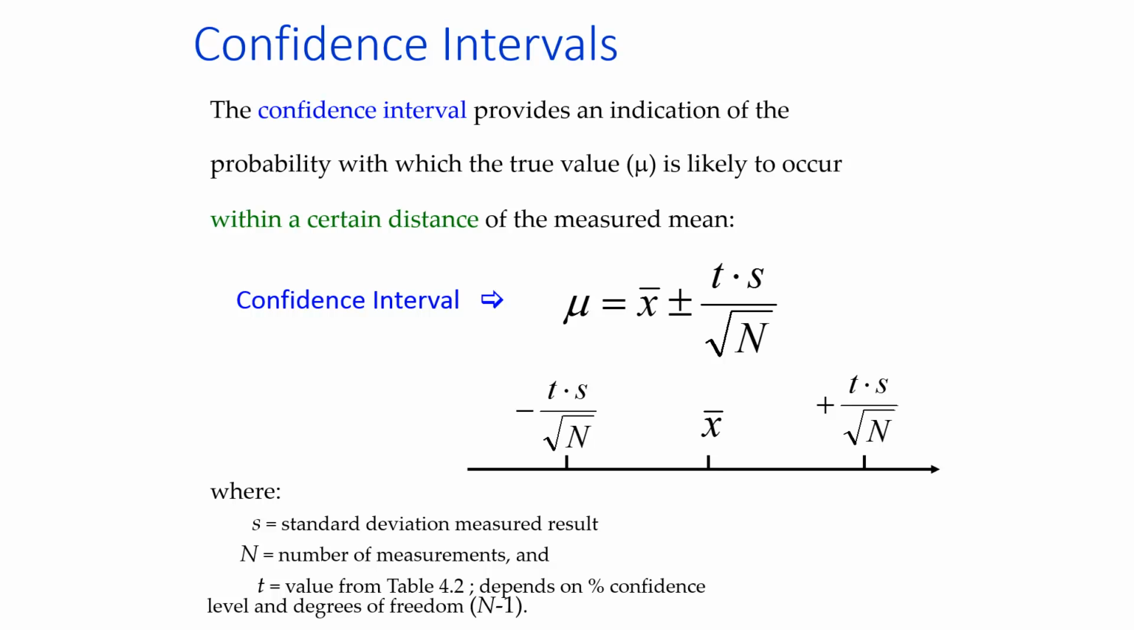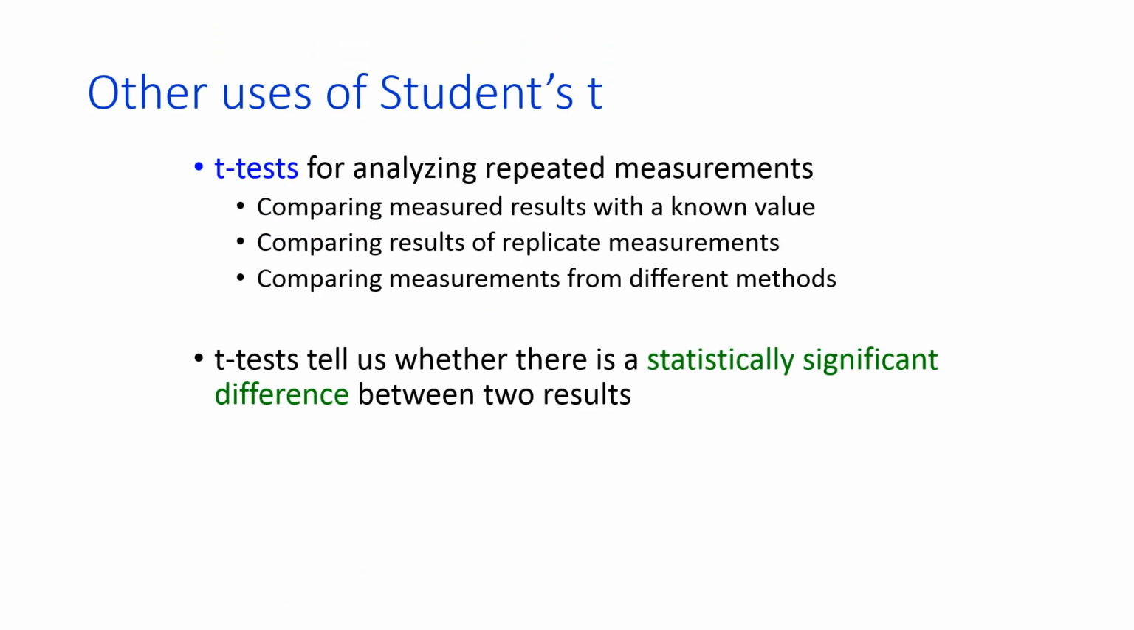In this case, s is our sample standard deviation, n is the number of measurements, and t is a number. Where you get that number is in your textbook, table 4.2. It depends on the number of degrees of freedom, so the number of measurements you do minus 1, and it also depends on the confidence level that you want your confidence interval to be. So you can say I am 99% confident, or 95, or 90% confident. If you say you're 68% confident, you're talking about one standard deviation. More standard deviations give you a bigger range, but then you get more confidence as well.